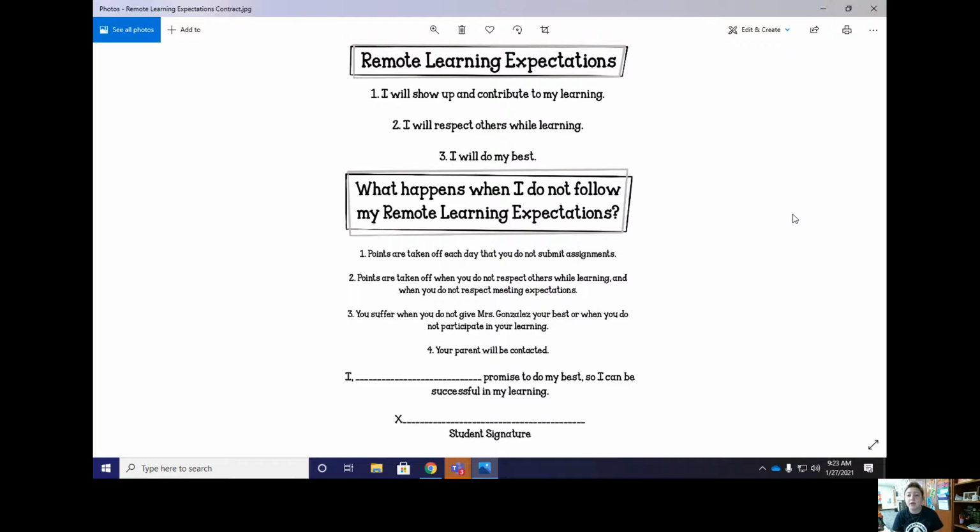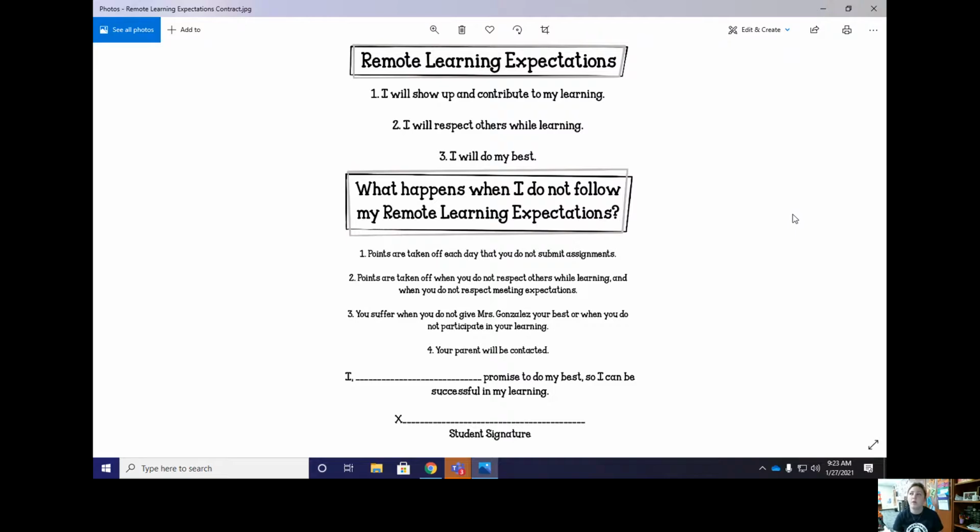So your third one is that you will do your best. I'm not expecting you to be this amazing genius of a mathematician or a reading expert. I just want you guys to do your best, okay? That's all I want from you guys.